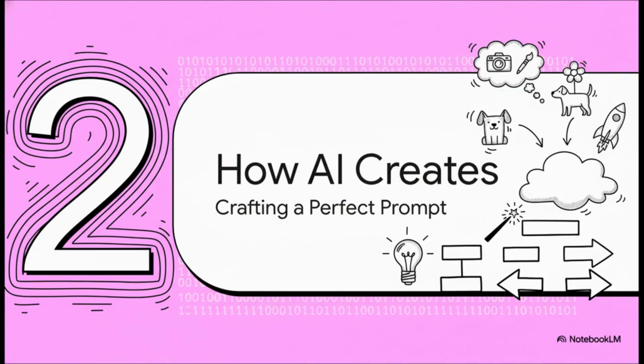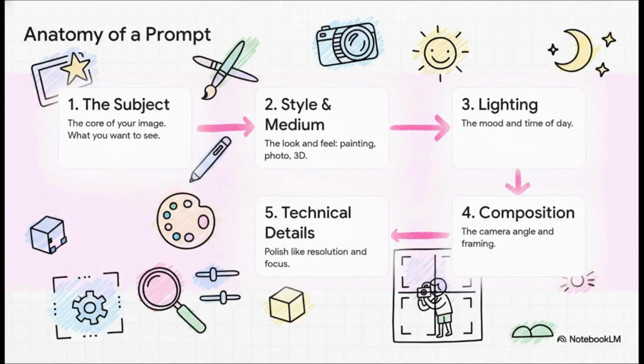Okay, which brings us to the next, and I would say the most crucial part of this whole thing: how the AI actually creates, and more importantly, how you can craft the perfect prompt. This right here is the secret sauce. So a perfect prompt isn't just random words. It has a structure, an anatomy. Honestly, it's kind of like a recipe with 5 key parts.